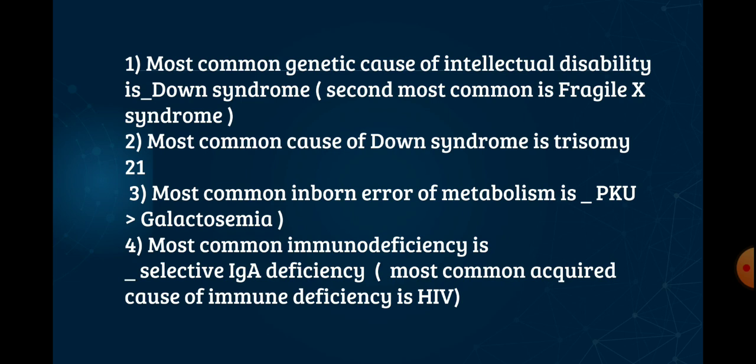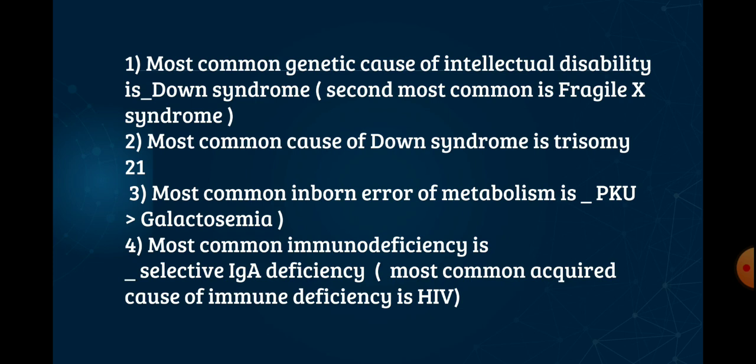Then the most common inborn error of metabolism is PKU, phenylketonuria. It is more than galactosemia, so you have to keep in mind whenever there is only galactosemia and not PKU given, then you have to choose galactosemia. Otherwise PKU is always the preferred one.